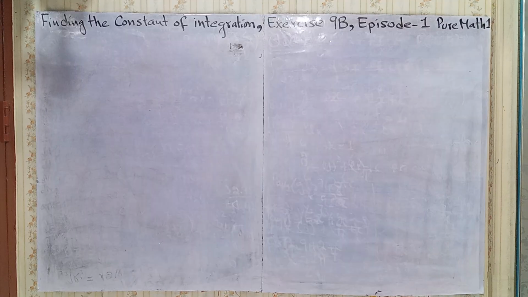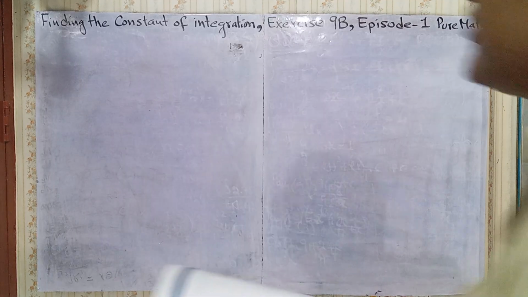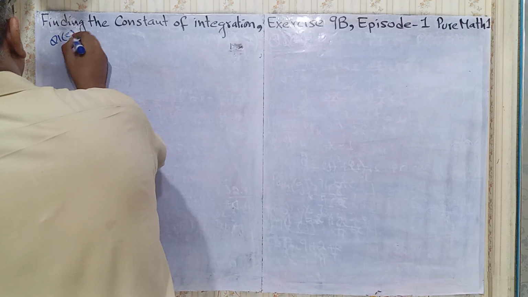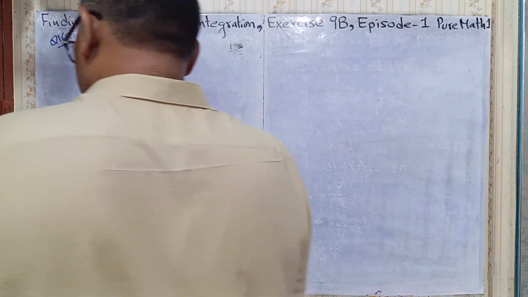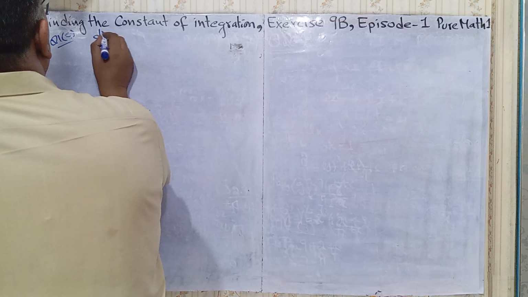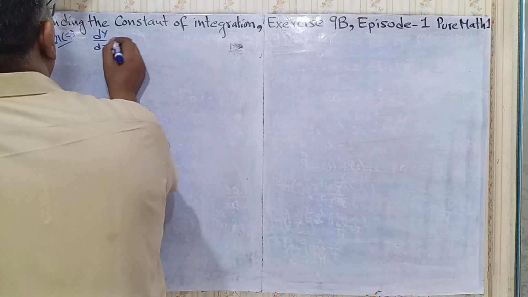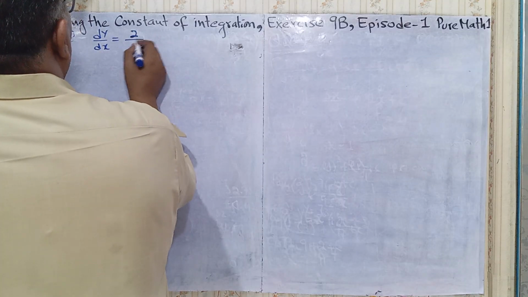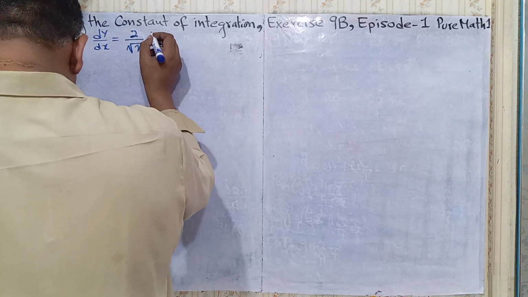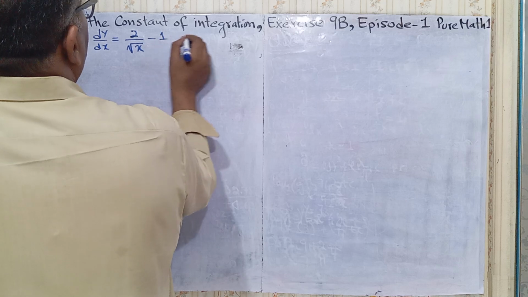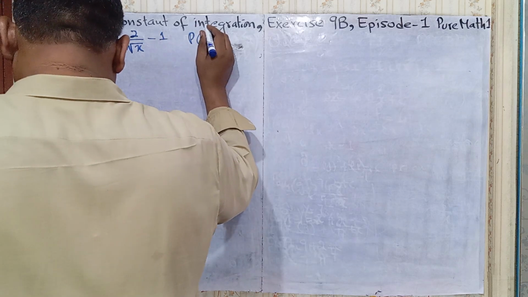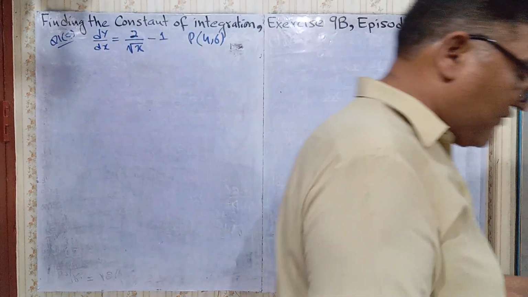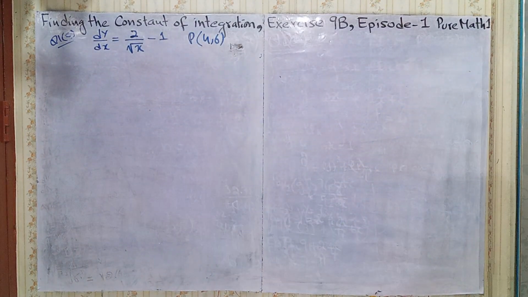Okay, so we are starting the question number 1 and its E part. It says that dy by dx is equal to 2 divided by under root x, and then you have minus 1, and the point P is 4 comma 6. Okay, so this is the point; we have to find the equation of the curve.